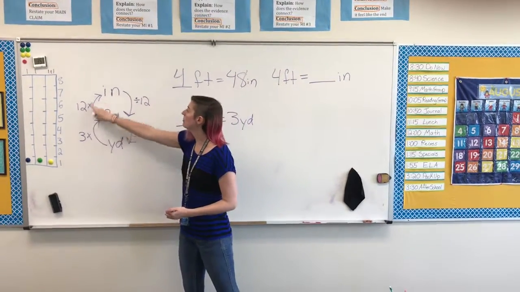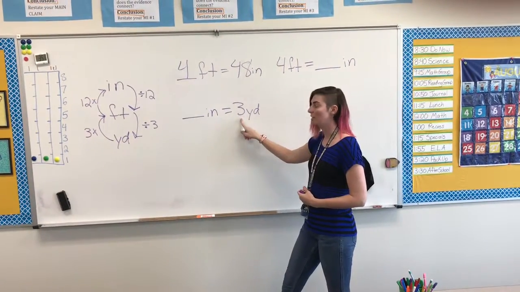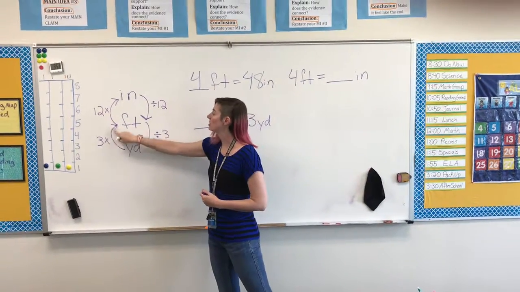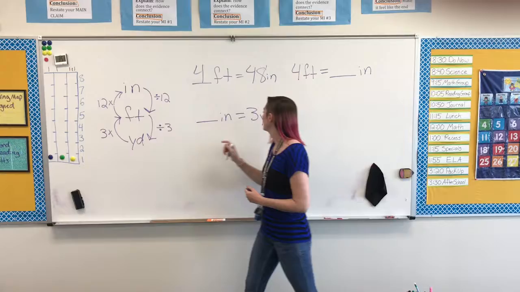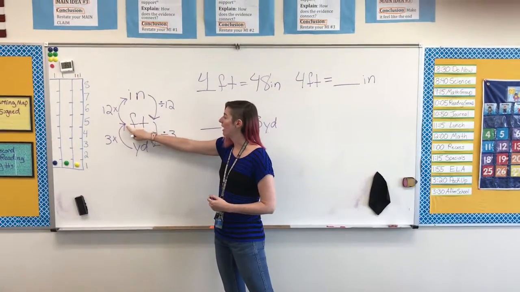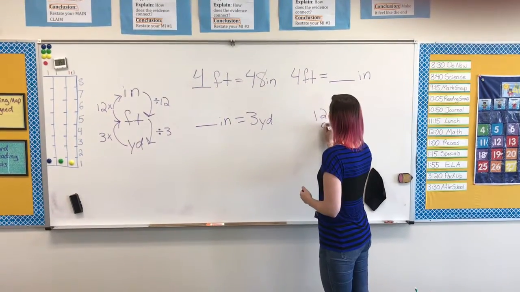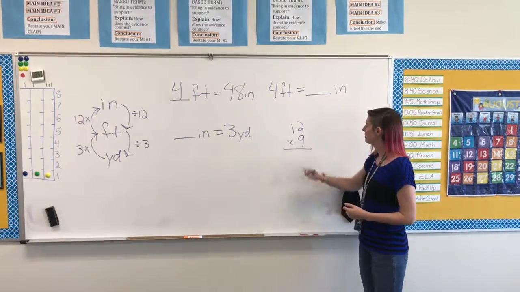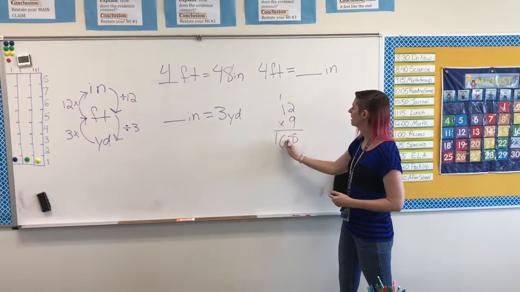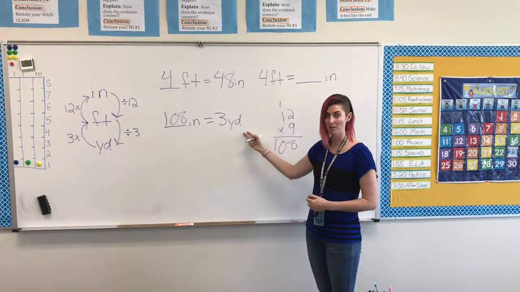So if I'm going up from yards to inches, I'm going to multiply. First, I'm going to multiply 3 times 3, because that's the first step in going up. 3 times 3 is 9. Now that I have my 9, I'm going to keep going up because I need to end in inches. I go 9 times 12. 9 times 2 is 18. 9 times 1 is 9, plus 1 is 10. So we have 108 inches equals 3 yards.